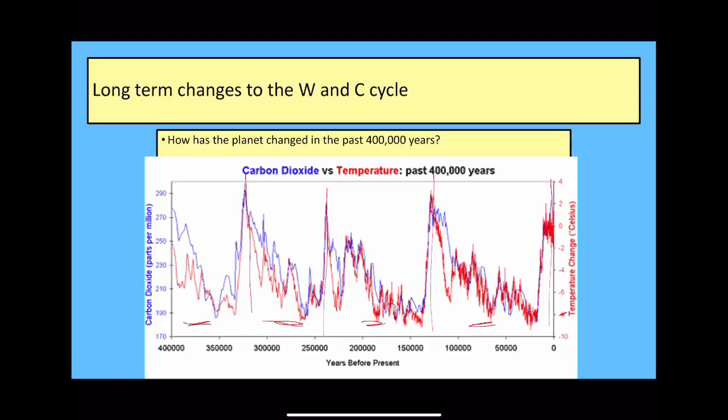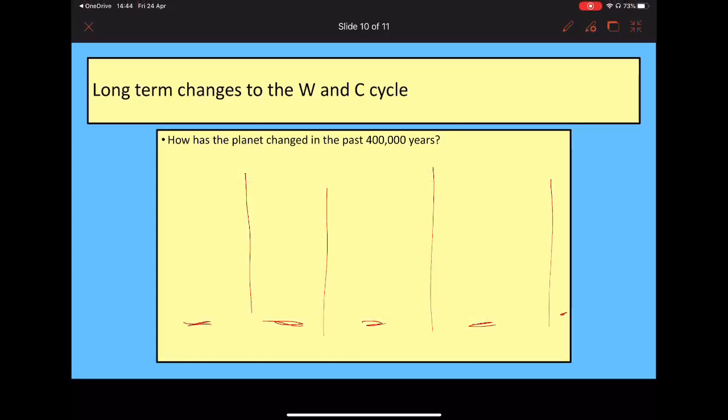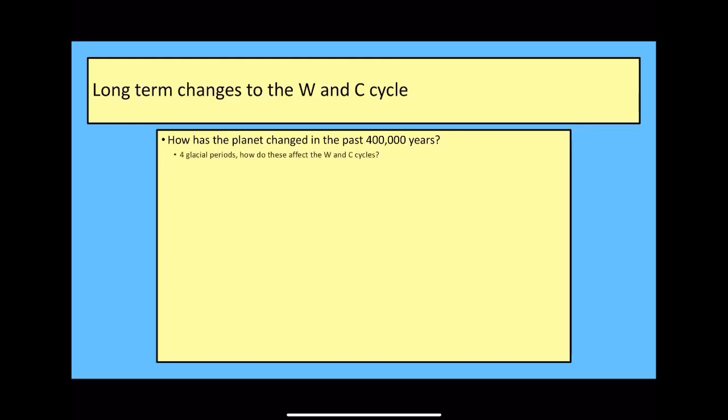And we see a large drop in parts per million of carbon as well in the atmosphere. So multiple glacial periods historically. So when we think about long-term change, we want to think about what impacts these glacials will have had on the water and the carbon cycles.